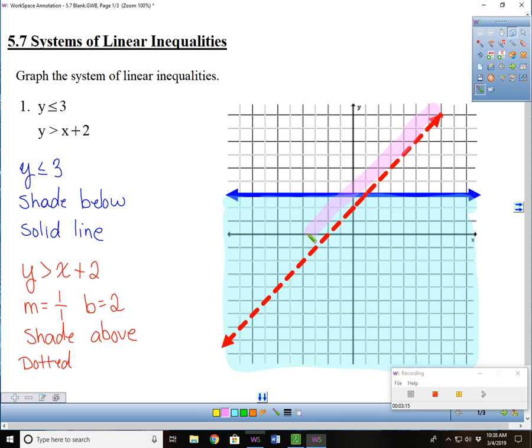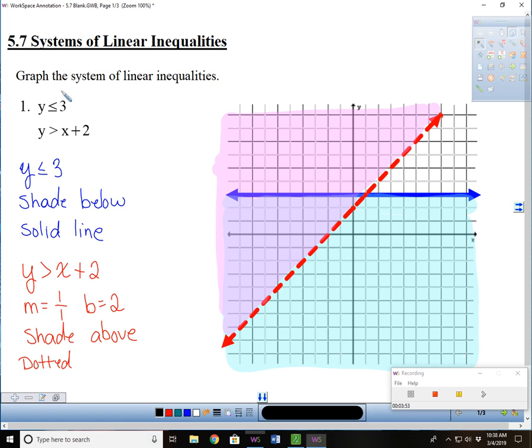Now remember what we're looking for. We're looking for where the two shades overlap. So it's a little easier to see on mine because the pink and the blue kind of make this purple color. I'm going to shade it in a little darker here. I'm just going to use my pen. So the overlap part represents all of the points I could pick.